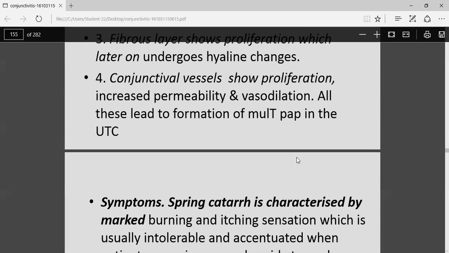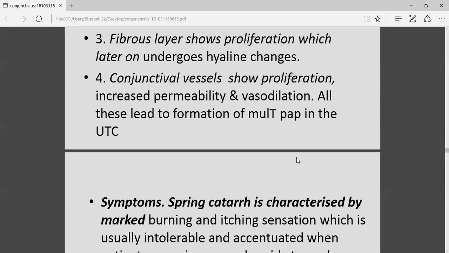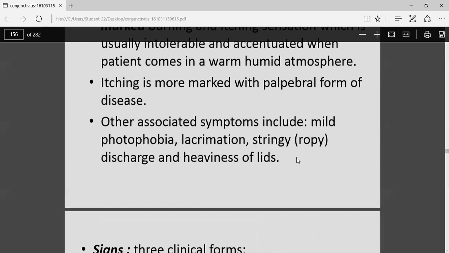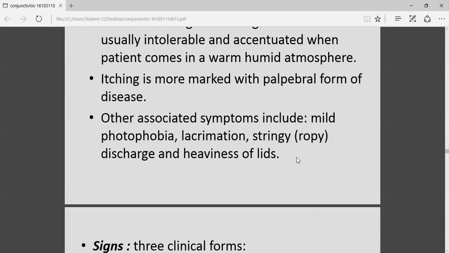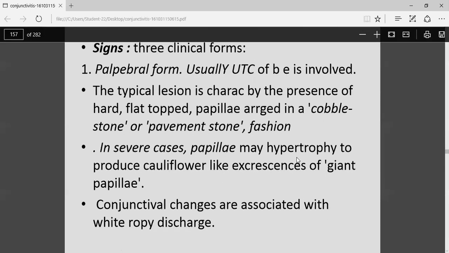Spring catarrh is characterized by itching. I told you, whatever type of allergic conjunctivitis it is, either simple allergic conjunctivitis or vernal keratoconjunctivitis, it is very much marked by allergy. This will be the first symptom of the patient: itching. The patient will come with severe itching, and then sometimes there is mild photophobia, watering from the eye, ropy discharge, and sometimes heaviness of the lids just because of swelling of the lids along with the conjunctiva.